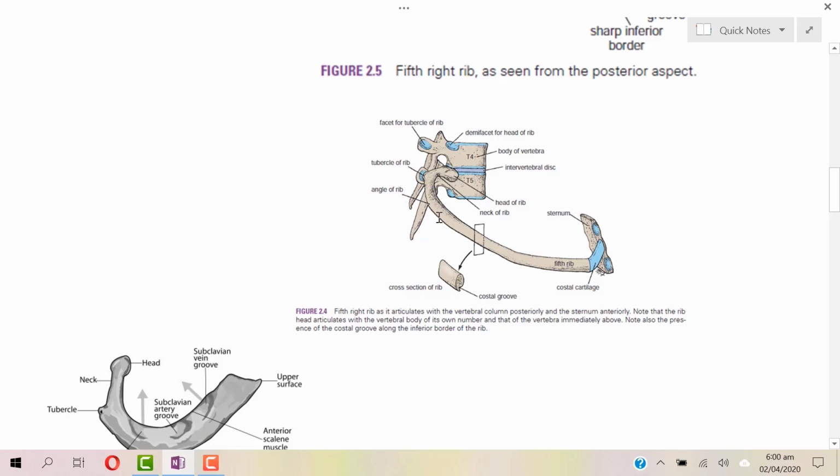Then this is the angle, at which the shaft is twisted. This is the outer surface of the fifth rib. This is the upper border. This is the lower border. And inside, in this section, they have shown that there will be the costal groove. So these are the features of the typical rib.